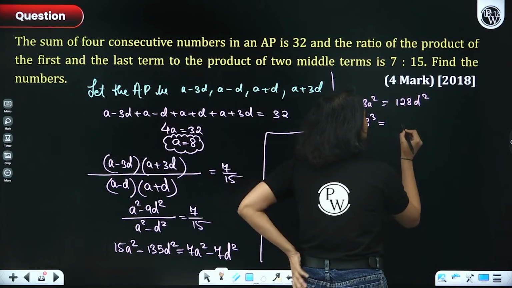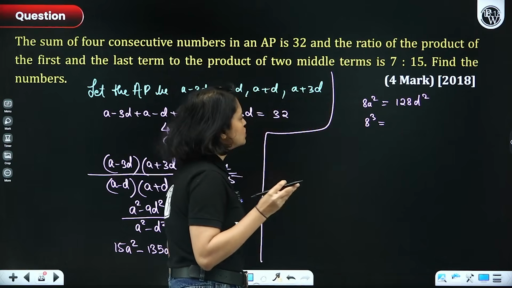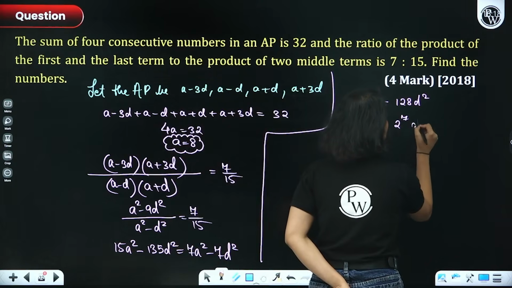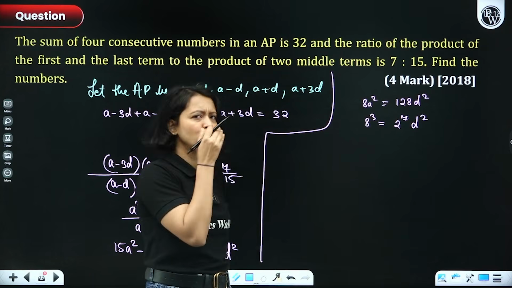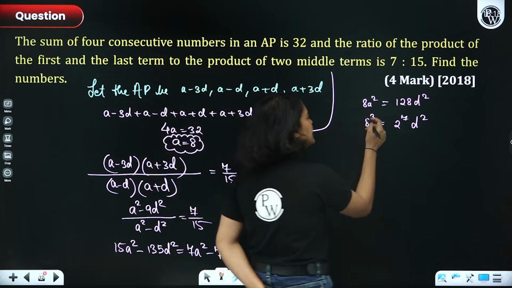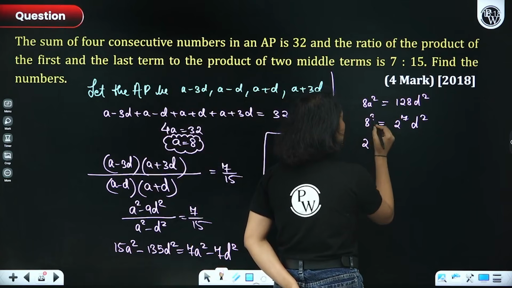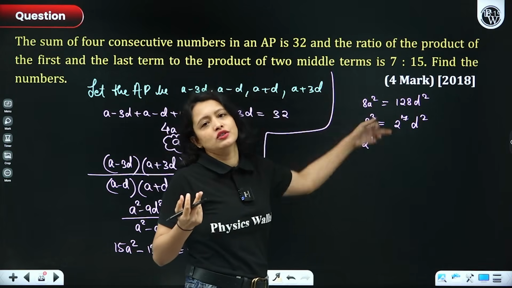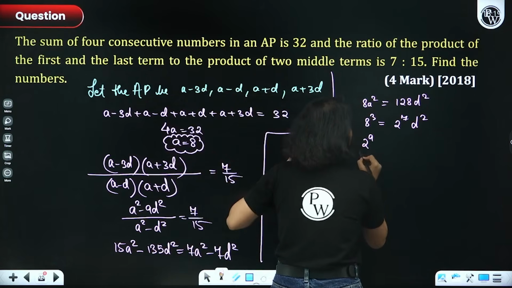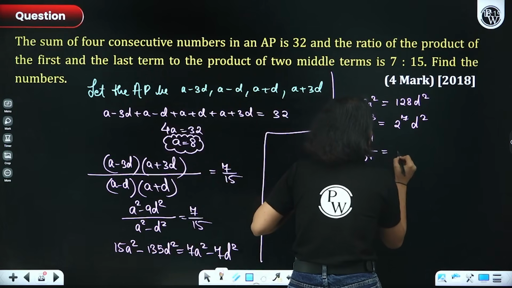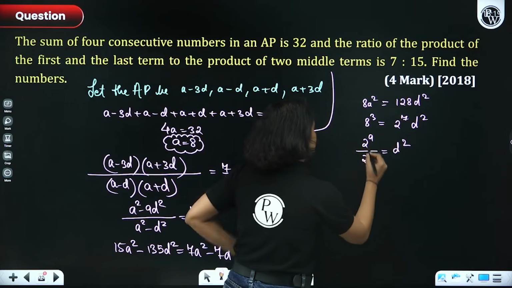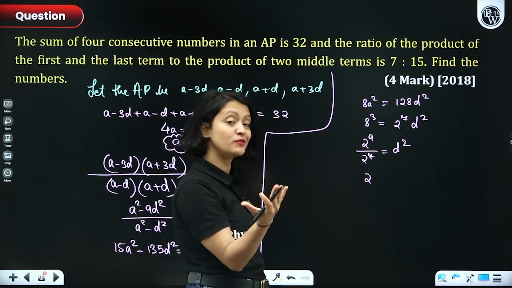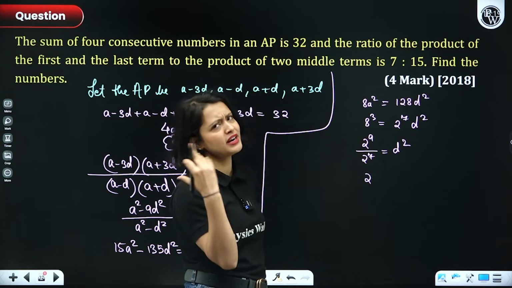128, everyone, is 2 raised to power 7, so 2 raised to power 7 d square. I have written 128 as 2 raised to power 7. You will see why. 8 cube can be written as 2 cube raised to power 3, so 2 raised to power 9, divided by 2 raised to power 7, is equal to d square. Now everyone, I'm just using laws of exponents. So 2 raised to power 9 divided by 2 raised to power 7 is 2 raised to power 9 minus 7, right?